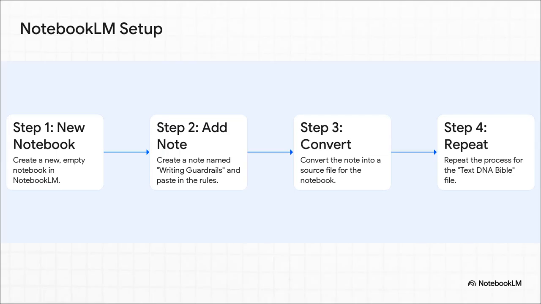All right, so first up in NotebookLM, you just create a new notebook. Simple. Then you'll add a note, call it Writing Guardrails, and paste in that whole big list of rules. Then, and this is the key part, you just convert that note into a source. That's it. Then you do the exact same thing for your second file, the Text DNA Bible. And just like that, the foundation is built.